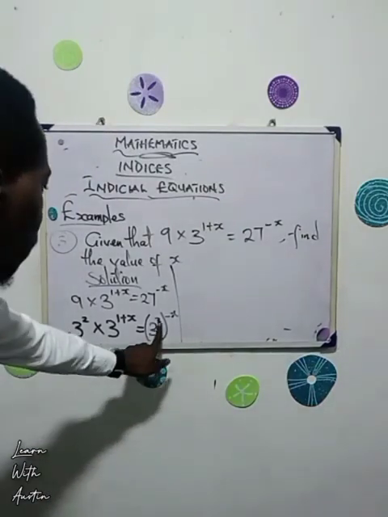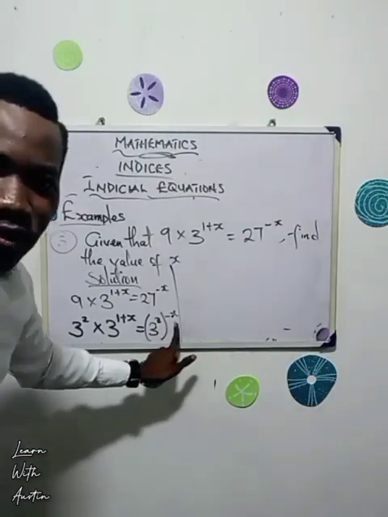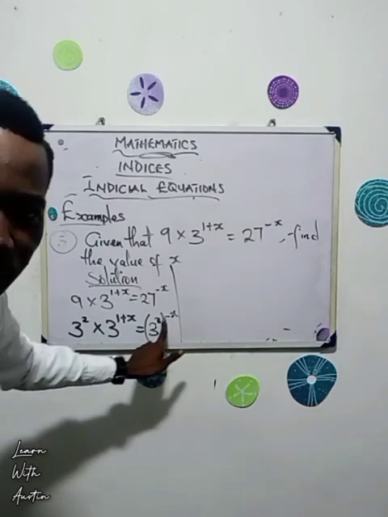So let's open up this bracket. So this multiplies this, this multiplies this.